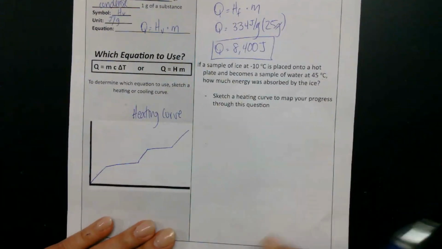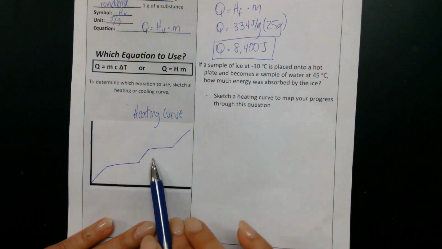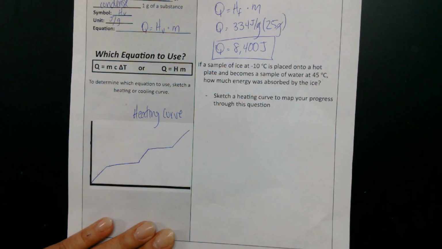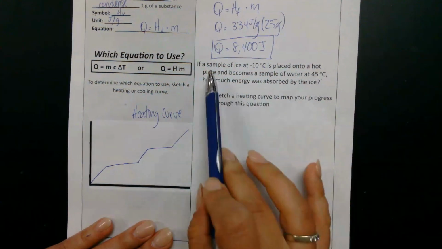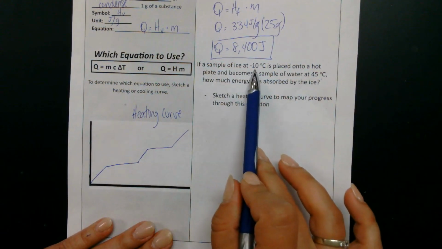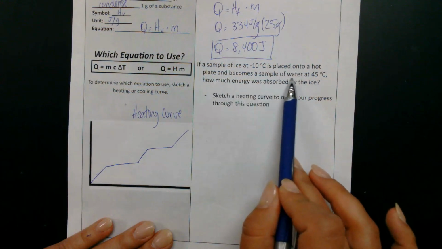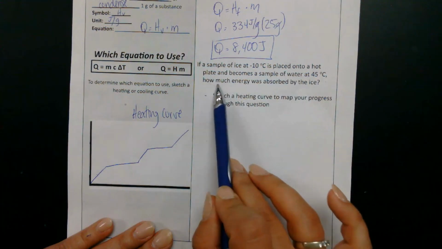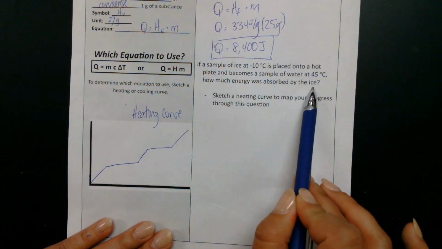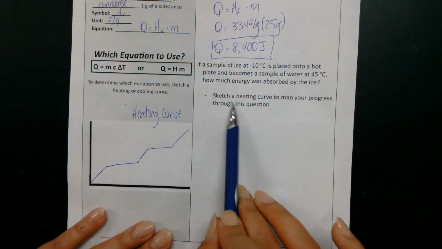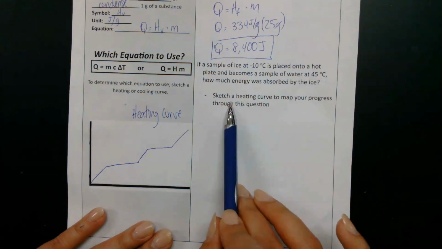So let's take a look at this example problem, and we'll use the heating curve to help us figure out what we're going to do where. So this statement says, if a sample of ice at negative 10 degrees Celsius is placed onto a hot plate and becomes a sample of water at 45 degrees Celsius, how much energy was absorbed by the ice? So first thing we need to do is sketch a heating curve to map your progress through this question.